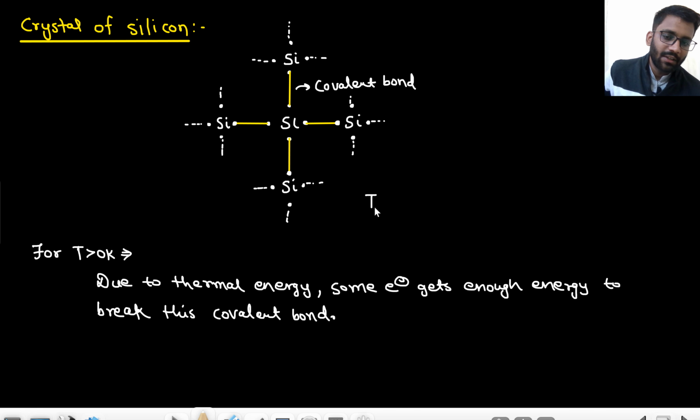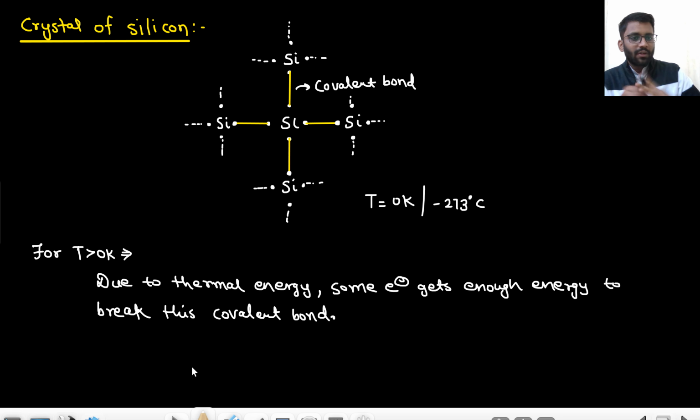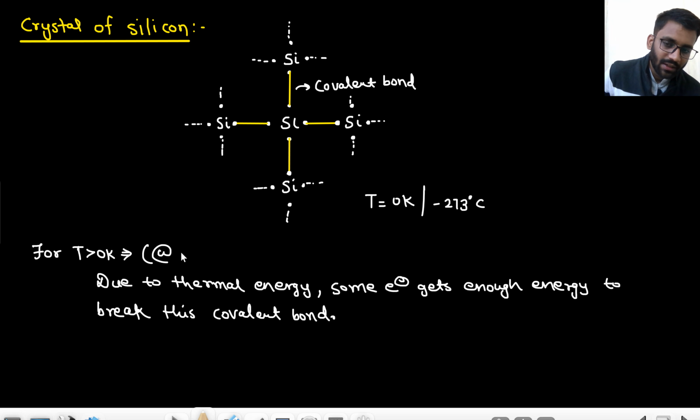Now this is the condition at T equals 0 Kelvin. What do you mean by 0 Kelvin? K equals C plus 273. That means how much degree? Minus 273 degrees. This is the condition at minus 273 degrees Celsius. Now what happens for a temperature above 0 Kelvin, or at room temperature? What is typical room temperature? 300 Kelvin, right? Or 27 degrees Celsius.